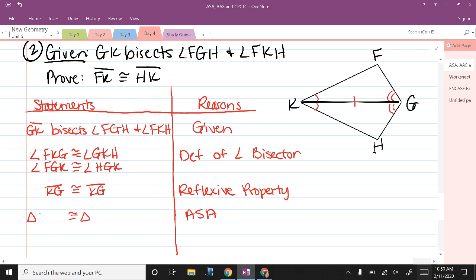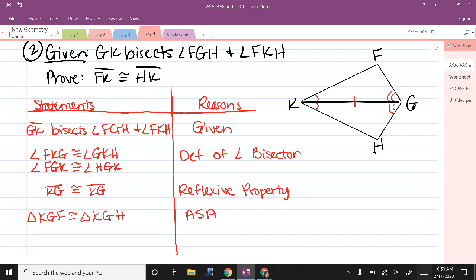So angle K in one triangle is congruent to what angle in the other triangle? K. And angle G in one triangle is congruent to what in the other triangle? G. And so the one has an F and one has an H that must be congruent to each other, right? By angle, side, angle, because the side is between the two angles.